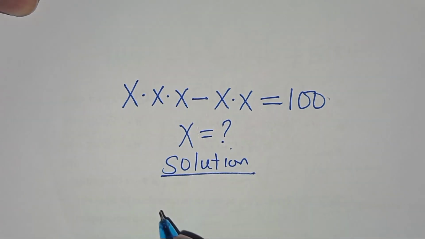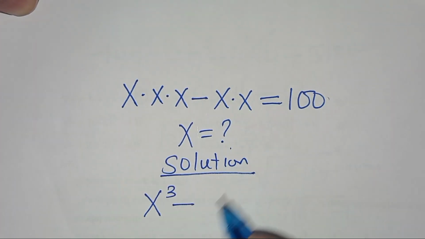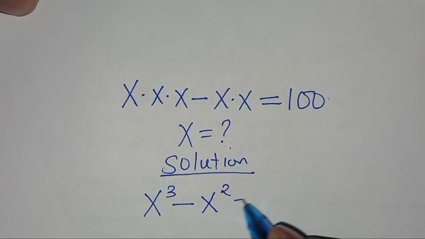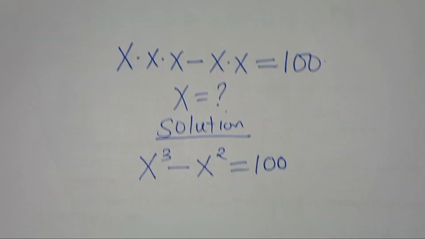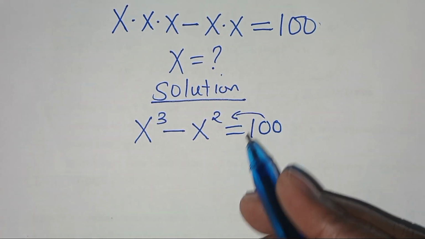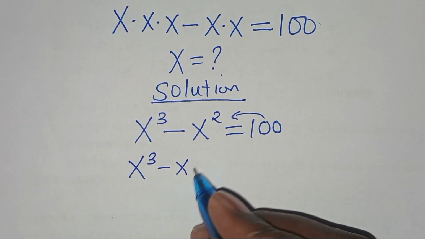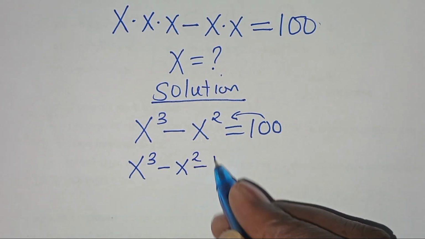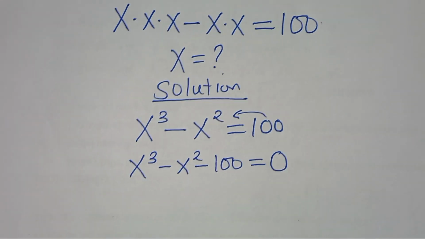x times x times x, this is x to power 3. Subtract x times x, this is x to power 2. This is equal to 100. The next step from here, let's take 100 to the left hand side, so that this is x to power 3, subtract x to power 2, subtract 100, this is equal to 0.